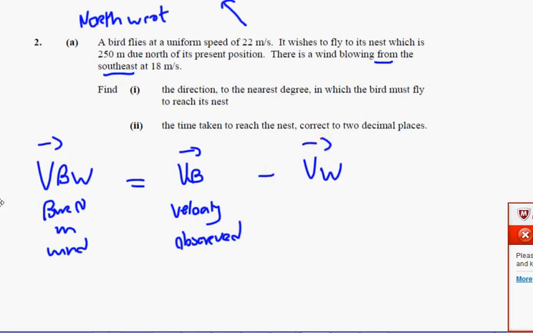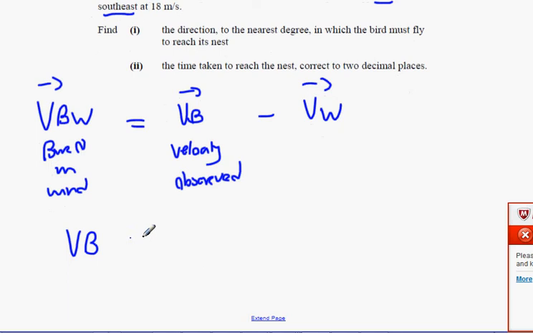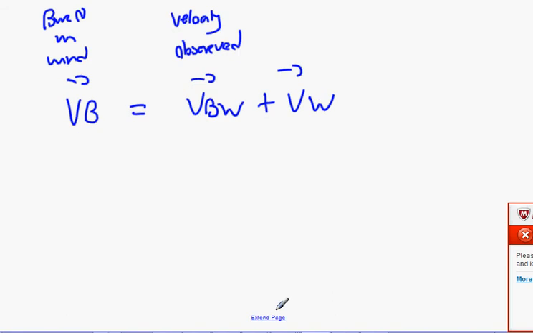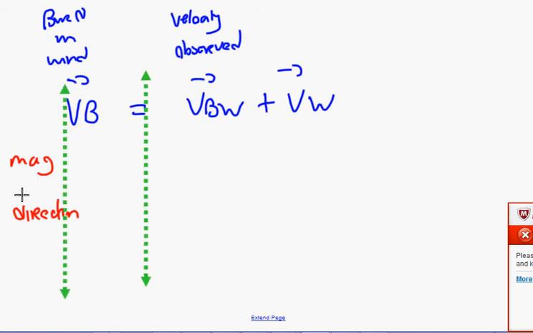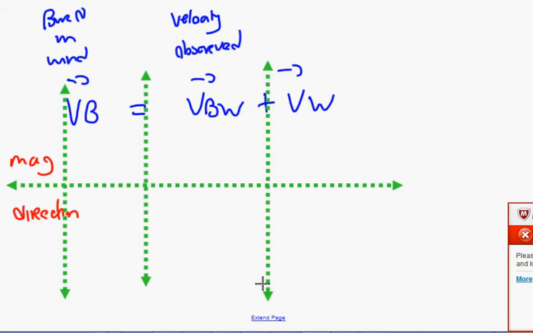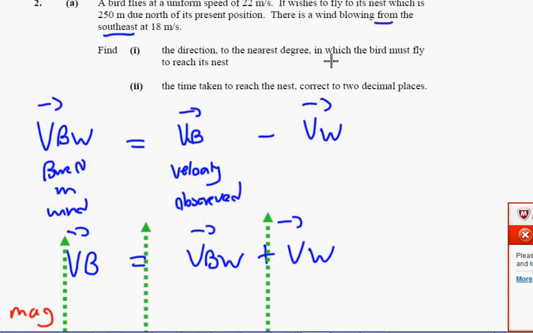Now guys, I'm going to rejig this formula to make velocity of bird equals velocity of bird and wind plus velocity of wind. Now, as stated in the last question, I break this up into magnitude and direction. What happens is I need 4 pieces of information to do the question, 4 out of the 6. Now, I'll also draw a diagram.